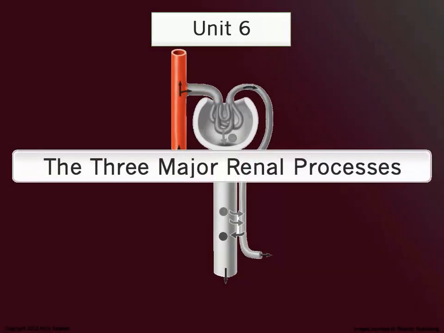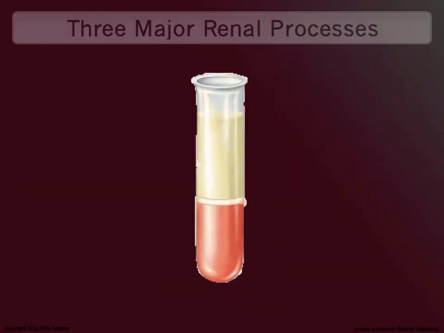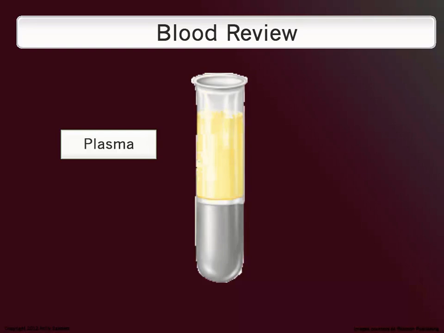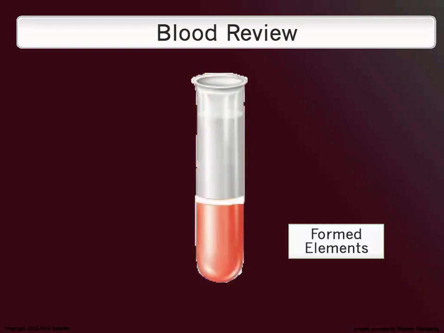Unit 6, the 3 major renal processes. Let's start by doing a quick blood review. If you were to centrifuge a vial of blood, you would notice that it separates into 2 major components. The first component is on top, and it is called the plasma, and it's mostly formed of water, some hormones, nutrients, and other things that move through our blood. And then the bottom section is what we refer to as the formed elements. The formed elements consist of the red blood cells and the white blood cells, which are significantly larger than the plasma.